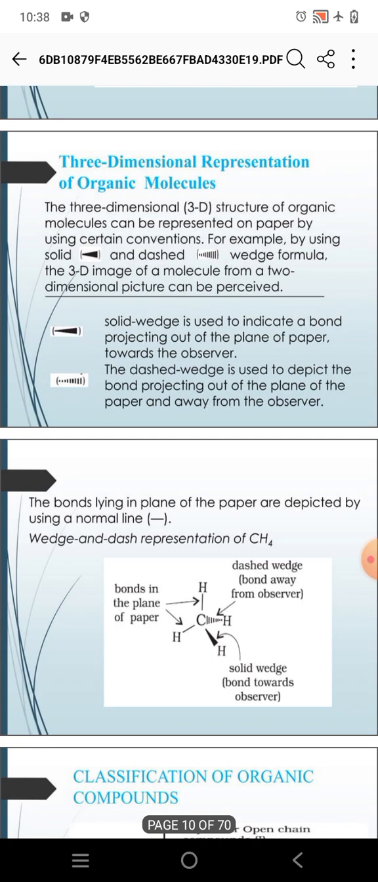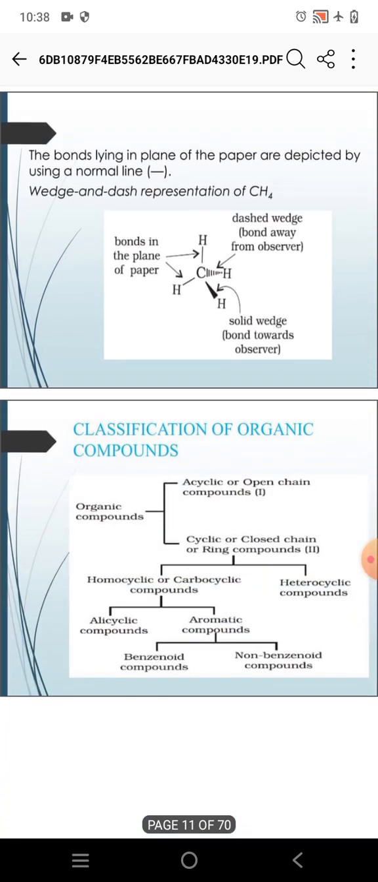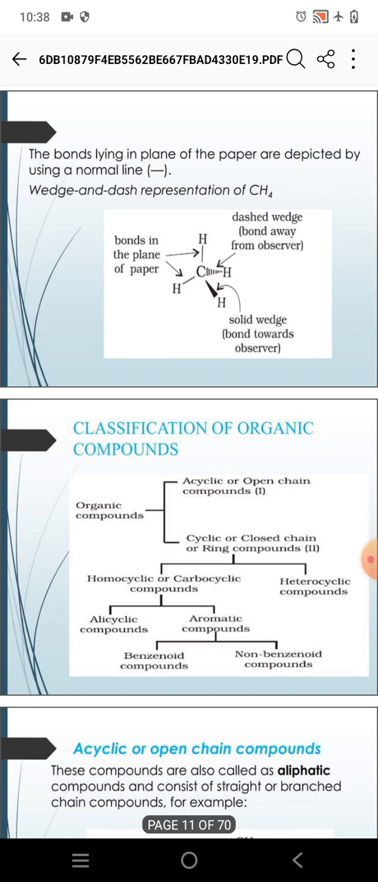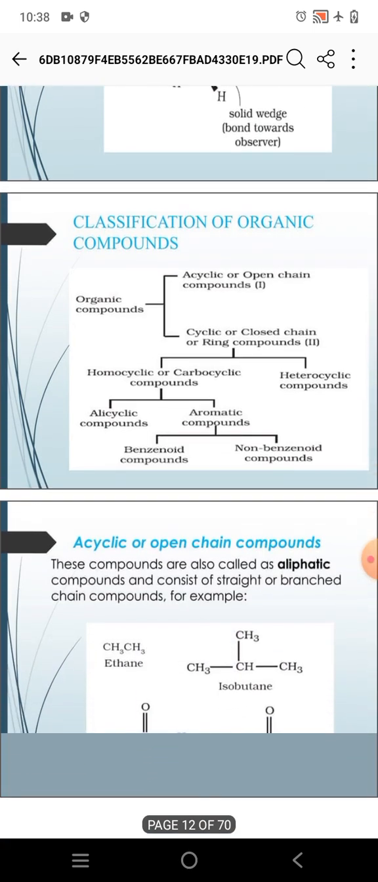Next, bonds lying in the plane of the paper are depicted by using a normal line. Wedge and dash representation of CH4: the solid wedge means the bond is towards the observer, the dashed wedge means the bond is away from the observer, and the two lines represent bonds in the plane of the paper.